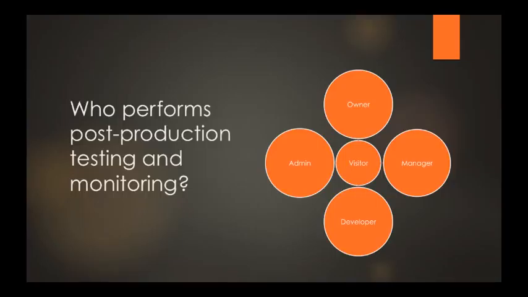So who performs the post-production testing and monitoring? Well, it all starts at the visitor right in the center because they usually find all of the bugs first. Then it goes to the owner or the developer, and they analyze the problems, and then they give everything else to the administrators, managers, and the developers again to test and modify any changes necessary and upload that within due time.